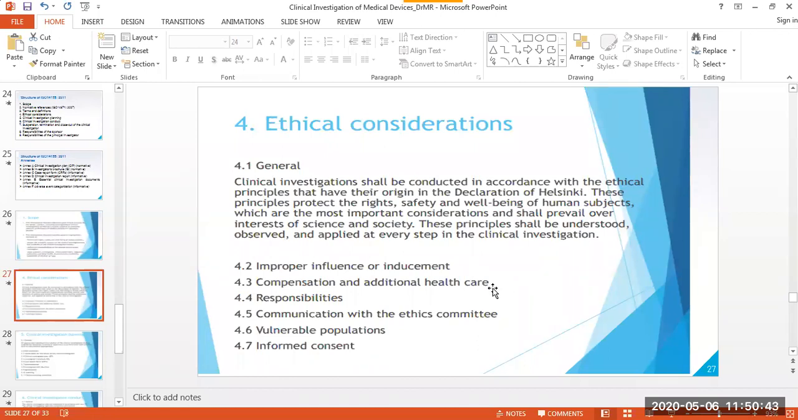And 4.4, responsibilities of a volunteer. 4.5, communication with the ethics committee. Those problems must be communicated and explained to the ethical committee, the institutional review board. And 4.6, vulnerable populations. What unavoidable situations they are faced with must be explained. 4.7, all these can be undertaken through an informed consent.